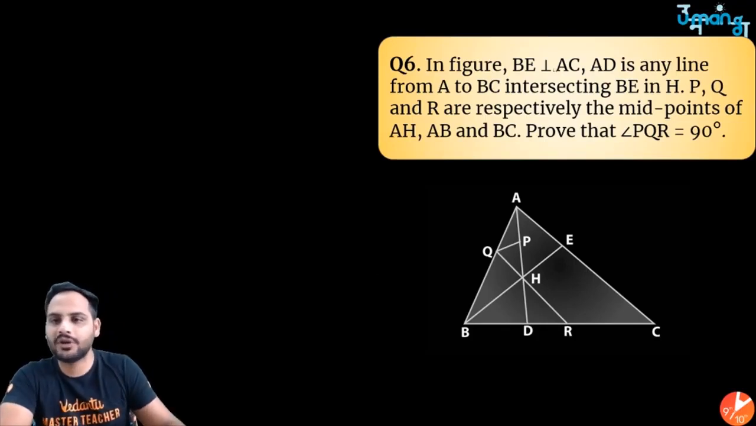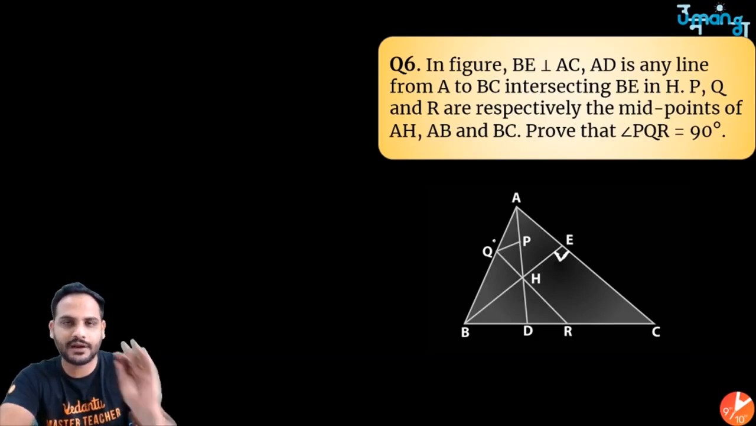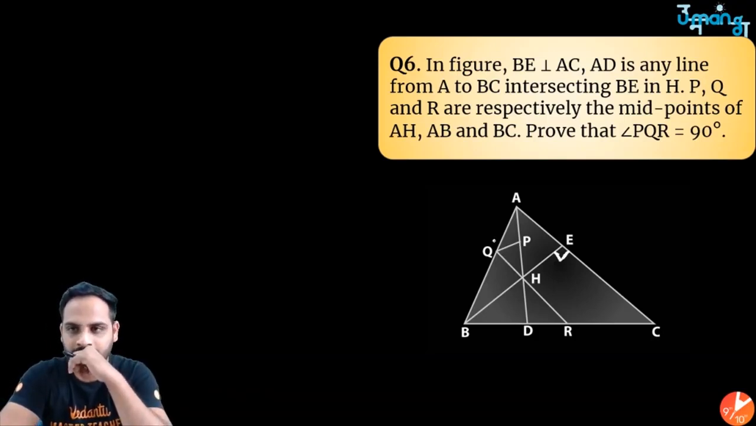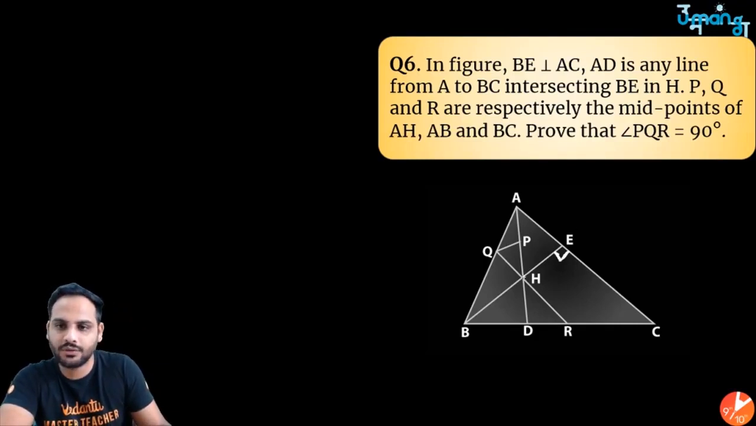ठीक है. अपने को क्या बोला है बेटा, देखो फर्स्ट थिंग BE परपेंडिकुलर टू AC, तो देखो एक 90 डिग्री तो यहां दे दिया और प्रूफ करने का बोल रहा है PQR, मतलब ये वाला जो एंगल है दैट दे आर आस्किंग यू टू प्रूव 90 डिग्री. ठीक है. अब देखो क्या क्या बोला है. एनी लाइन, अच्छा AD इज एनी लाइन, कोई भी एक लाइन है, नॉट परपेंडिकुलर, एनी लाइन फ्रॉम A टू BC इंटरसेक्टिंग BE एट H, है ना, BE को H पे इंटरसेक्ट कर रहा है.